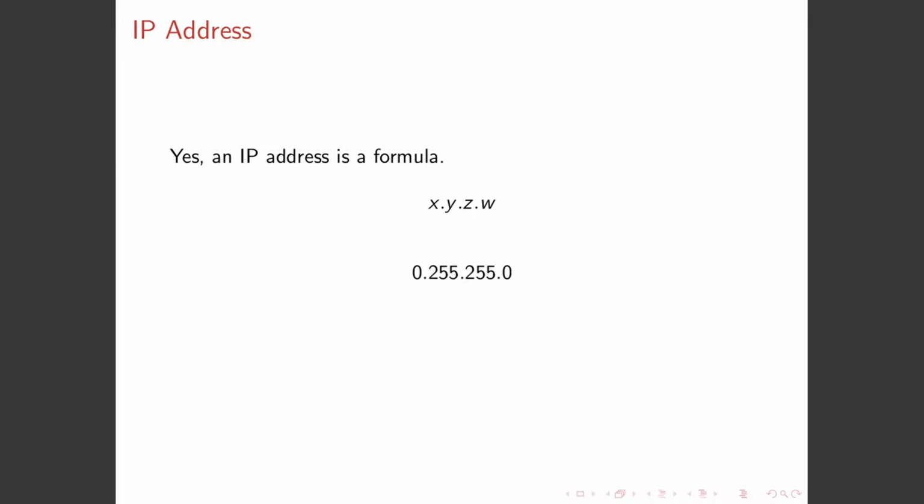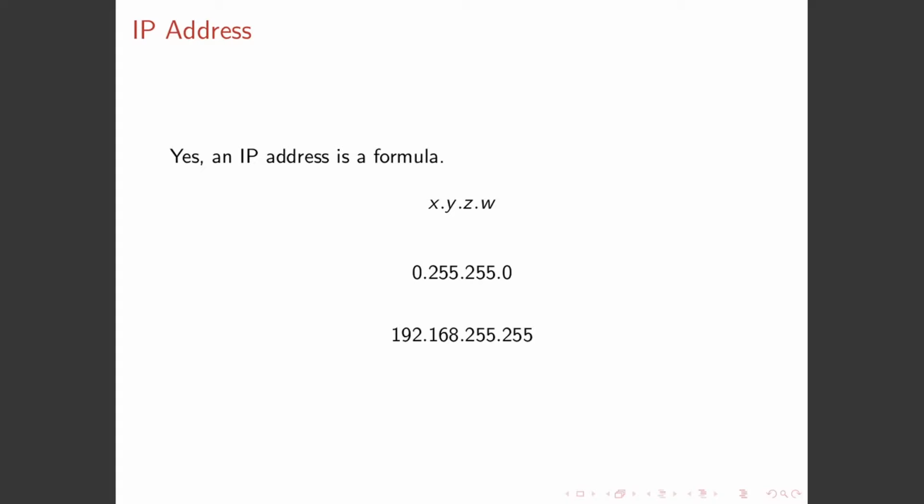For example, 0.255.255.0 is a valid IP address. 192.168.255.255 is another valid IP address. If we have 500.0.0.0, that will not be a valid IP address because one of the numbers is bigger than 255.